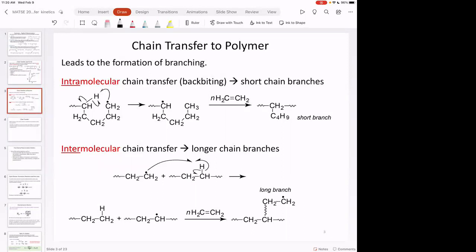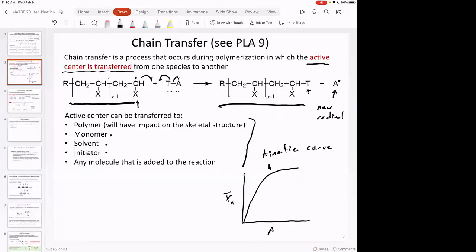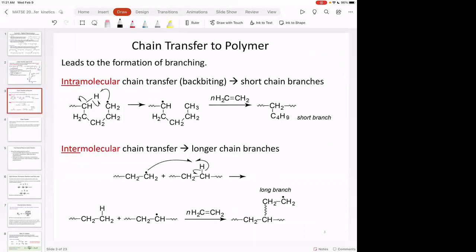Okay, so chain transfer to a monomer, solvent, initiator, these are all small molecules. And by small molecules, you know that I mean low molecular weight. Okay. Or we could add some specific chain transfer agent if we want to. You can also have chain transfer to the polymer.